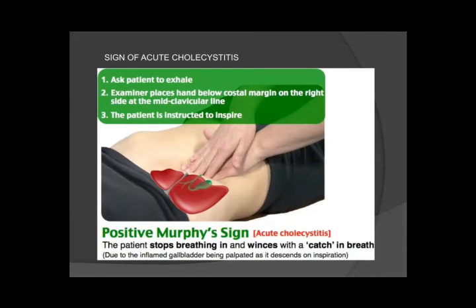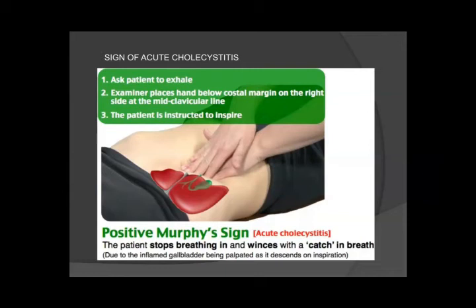ठीक है, इसके 3 steps, 3 से 4 steps. पहला step वही है कि ask the patient to exhale. ठीक है. Once the patient has exhaled, the examiner or you place the hand below the right costal margin, ठीक है, in the mid-clavicular line. Now the patient is instructed to inspire. जब आपने हाथ रख दिया, पहले exhale कर लिया patient ने, you place your hand below the right subcostal margin in the mid-clavicular line, then you ask the patient to inspire.